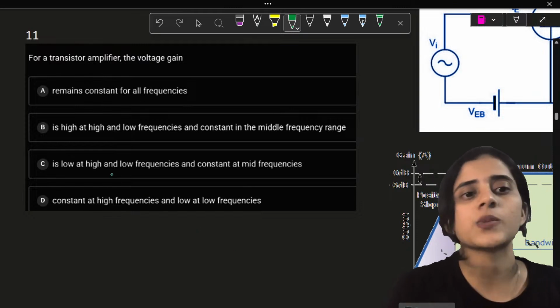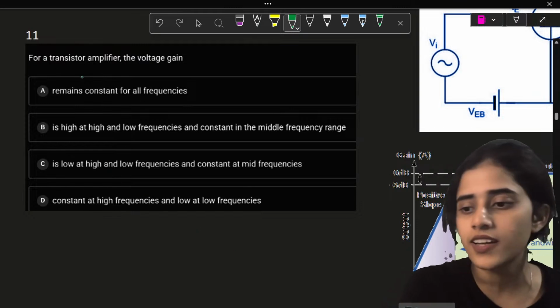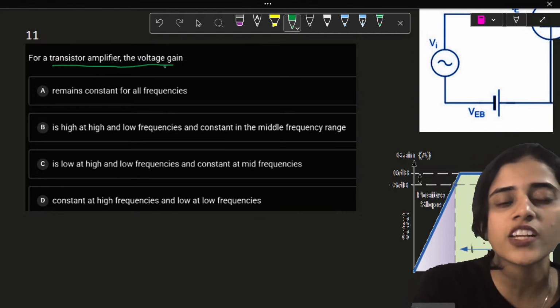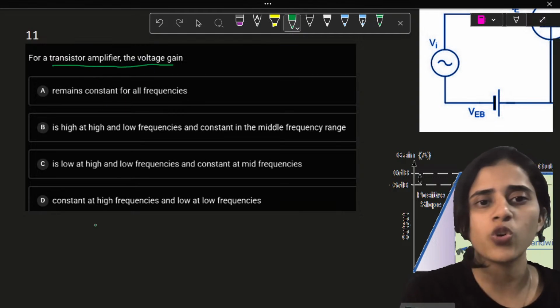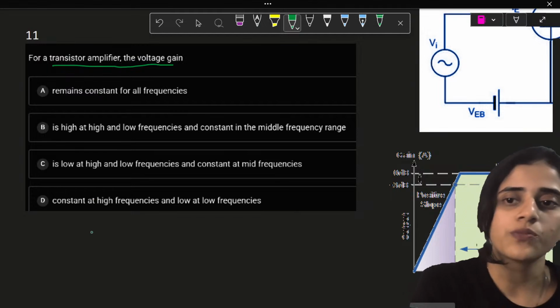Okay. Next question. For a transistor amplifier, the voltage gain. What is voltage gain?